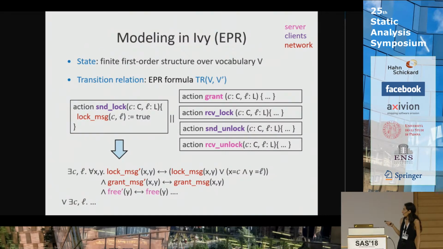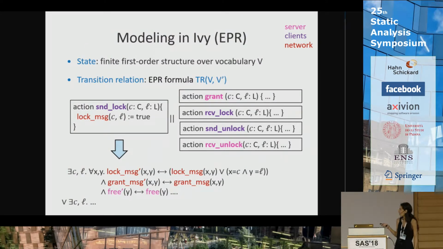So this is one action, and here we will have in total 5 actions. You should think of each action as atomic, but they are executed in any order. And these actions are translated automatically by Ivy to an EPR formula that is going to be the transition relation formula. This is a formula over two vocabularies, where the primed copy of the vocabulary is used to describe the next state.